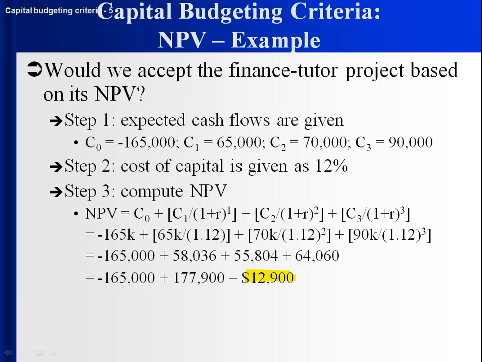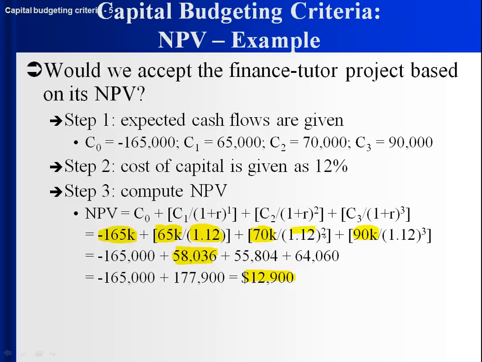So let's take a look at what we've actually said. The NPV is $12,900. What does that mean? Well, we put in $165,000 today. We expect 65 in a year, 70 in 2, and 90 in 3. But because those are expected in 1, 2, and 3 years, we need to discount them. In 1 year, we expect 65,000 divided by 1.12. That's equivalent to expecting 58,036 today.